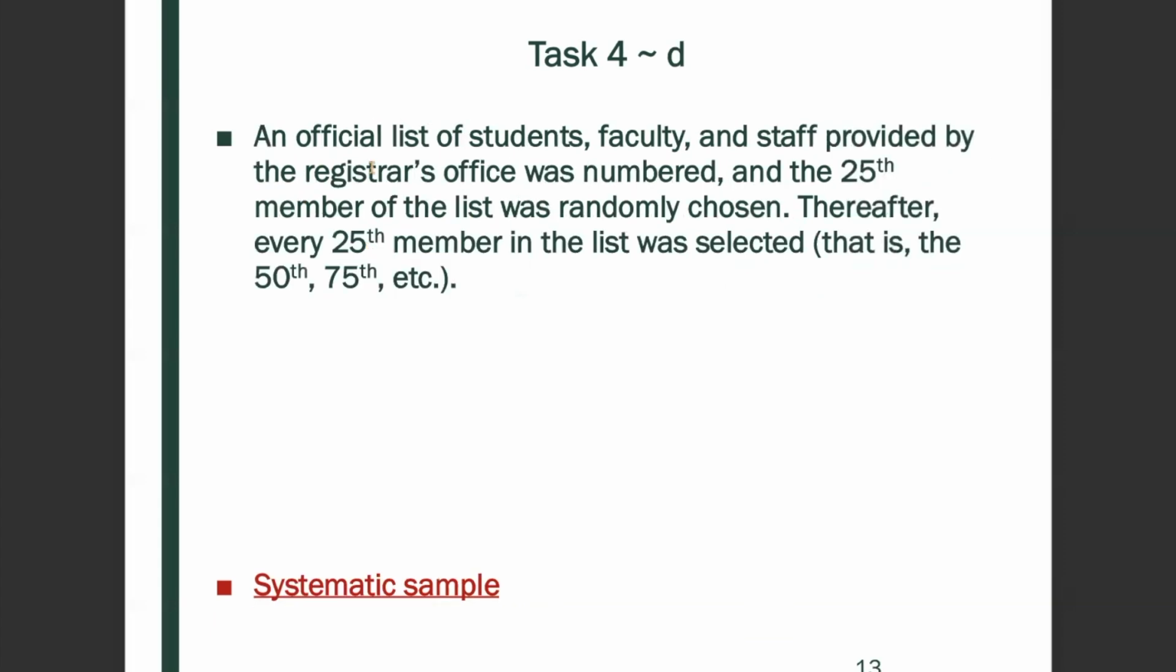An official list of students, faculty, and staff provided by the registrar's office was numbered, and the 25th member of the list was randomly chosen. Thereafter, every 25th member of the list was selected, that is, the 50th, 75th, etc. So here we have a systematic sample because we are doing every kth, and in this example, it's k equals 25 out of the list.